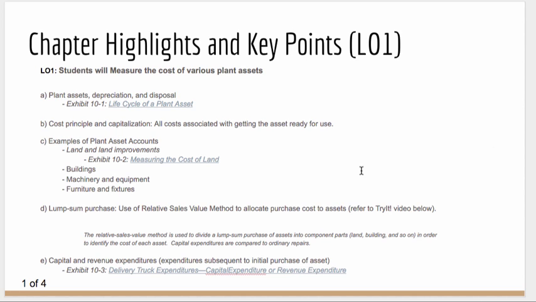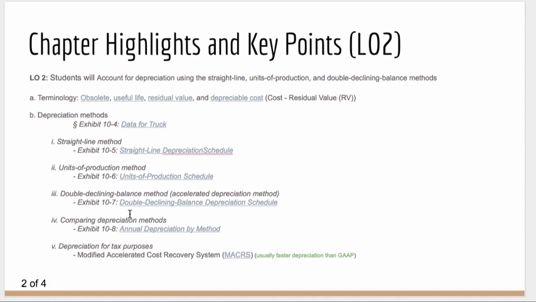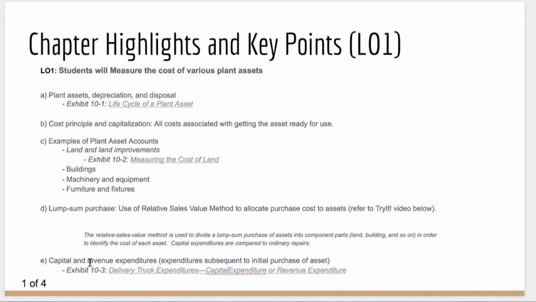You also notice that D talks about lump sum, and there you'll be using something called the relative sales value method. You can allocate based on a proportion of the appraisal value of a single asset to the total. And again, it's very mechanical. You can probably learn it on your own by reading the book. And finally, you have, as I said before, capital or revenue expenditures. That's when you incur an expense after you place an asset in service. Is that an expense on the income statement, or do you capitalize it into an asset account? Make sure you understand the difference between those two.